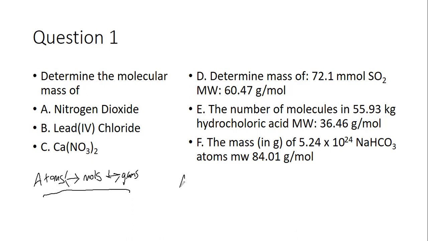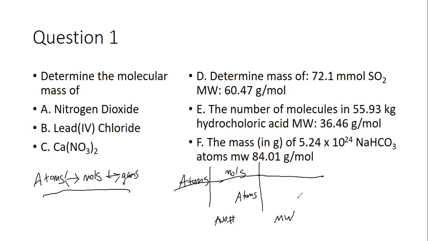So my units are, I start in atoms, and using Avogadro's number, I can go from atoms to moles. And then because of molecular weight, I can go from moles to grams. So I start with a big number, 5.24 times 10 to the 24. Avogadro's number says there's 6.022 times 10 to the 23 atoms for 1 mole. And my molecular weight says there's 1 mole for 84.01 grams.